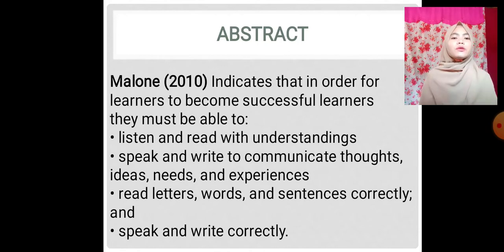Then the third one is to read letters, words, and sentences correctly. So for the sentences, we must read them by letters and by words so that we can read them correctly. The last one is to speak and write correctly. So in every speaking or writing, we must speak or write correctly so that we cannot write a nonsensical sentence.